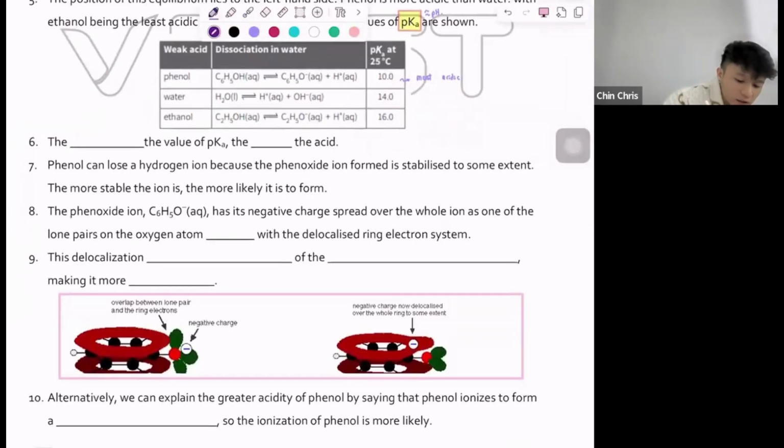So kid, I can say that, right? The lower the value of pKa, the stronger the acid. Because how you read your pKa is just you read it like pH. Okay, so I'll talk about it later on.